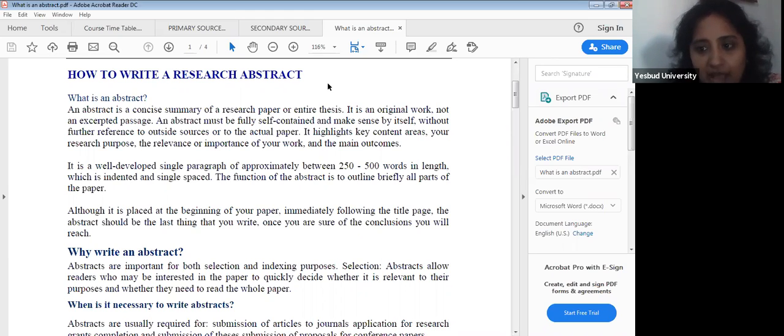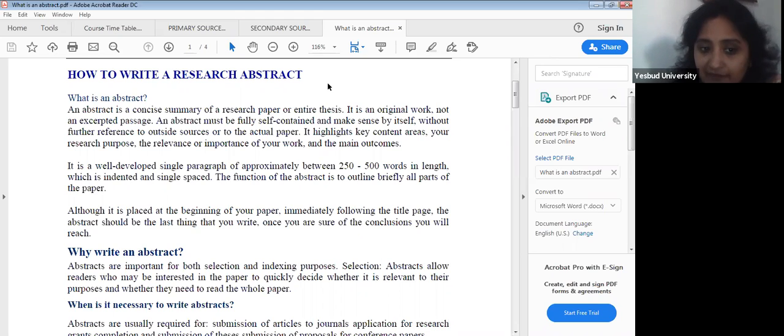So what you have to include in your research work abstract is the key content areas in which you have researched, then what your purpose was, what you were trying to research in this part of your topic, then the relevance or the importance of your work. What was the importance of your work? You have to demonstrate it. And then the main outcomes. You have to write down the findings you have seen in your research work.